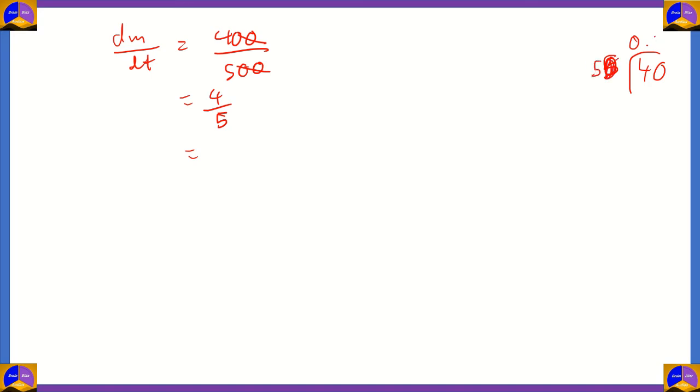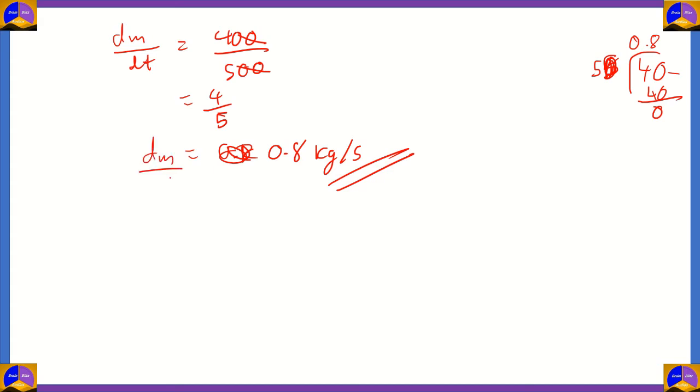5 times 8 is 40, so that is 0.8 kilograms per second, which is the correct option. So the correct answer is 0.8 kilograms per second, which is option A.